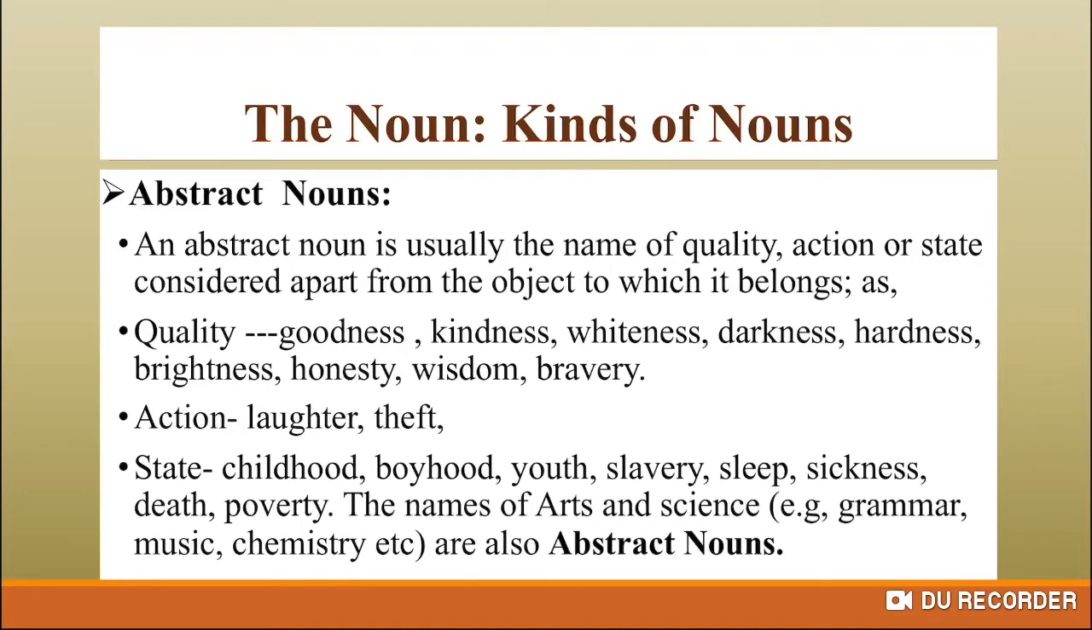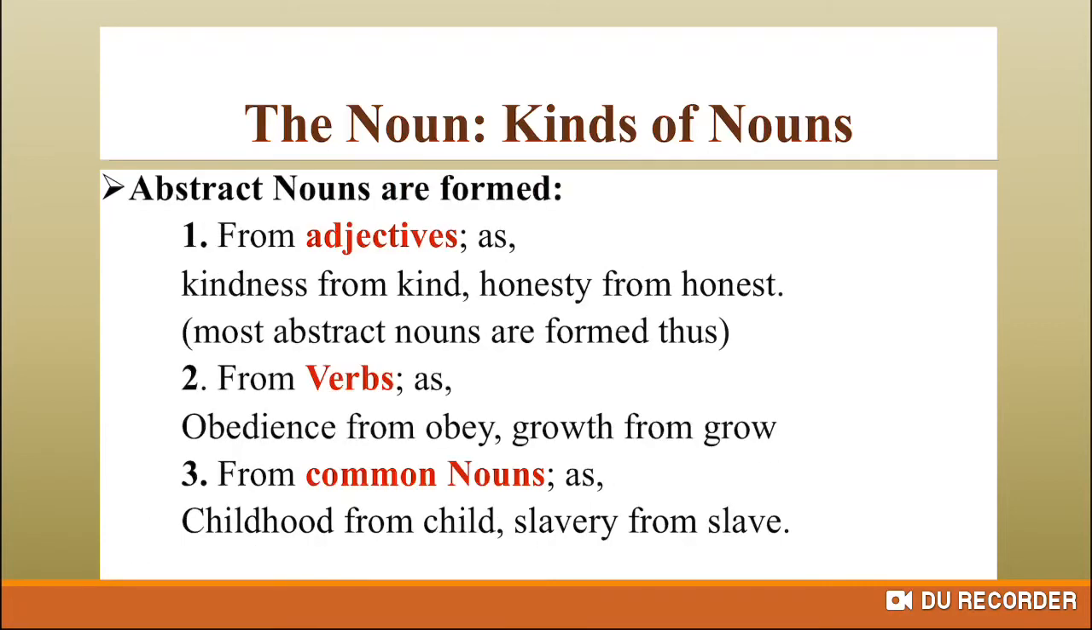What the abstract noun is? It is usually the name of a quality, action, or state, considered apart from the object to which it belongs. For example, जब हम क्वालिटी की बात करते हैं तो गुडनेस, काइंडनेस, वाइटनेस, डार्कनेस, हार्डनेस, these are different qualities. Similarly, if we talk about action, we have laughter, theft. And when we talk about state, that can be the state of childhood, boyhood, youth, slavery, sleep, sickness. So all these are abstract nouns.